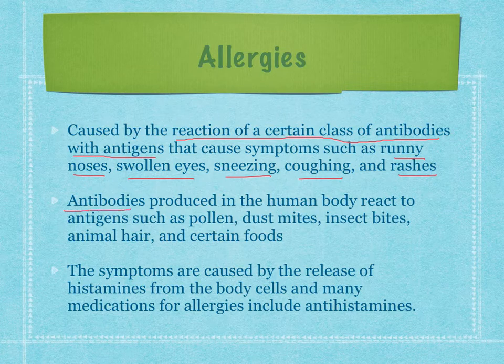Antibodies produced in the human body react to antigens such as pollen, dust mites, insect bites, animal hair, and certain foods. So for example, I'm allergic to cat hair. Therefore, when cats are around, I sneeze. My eyes normally start to water. I start to cough. I get a runny nose.